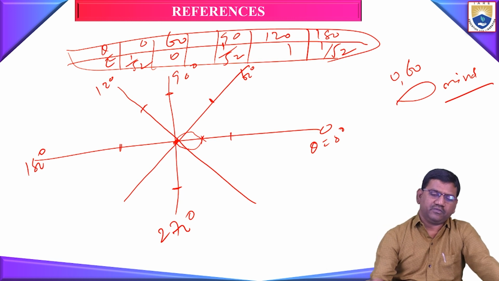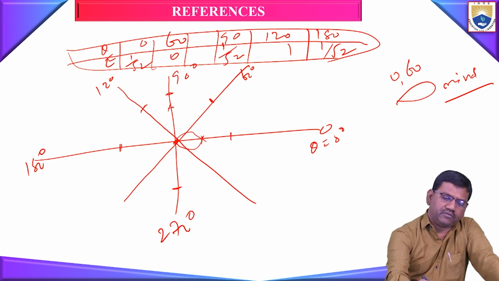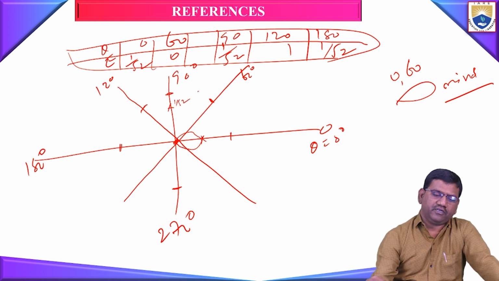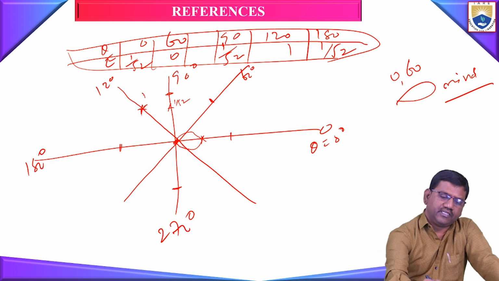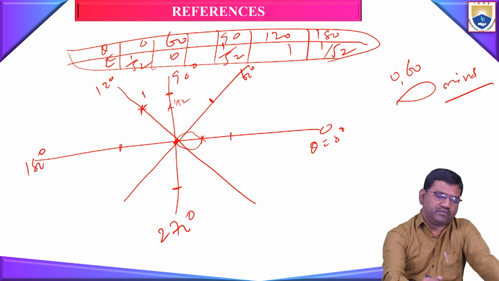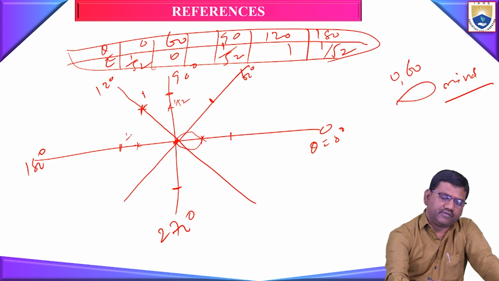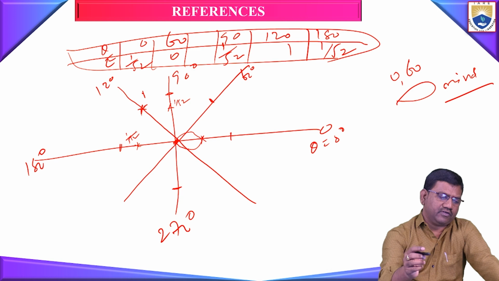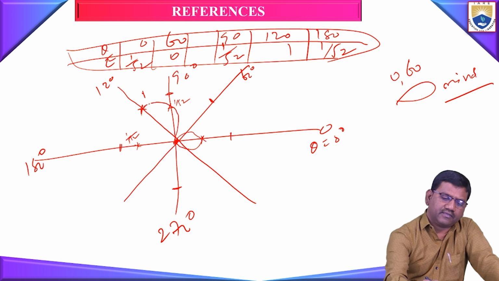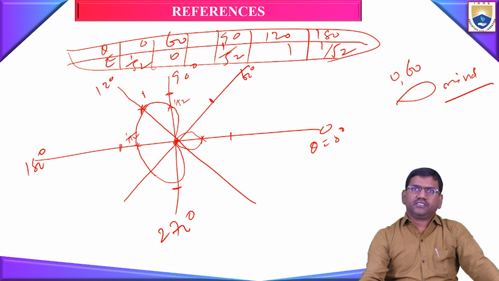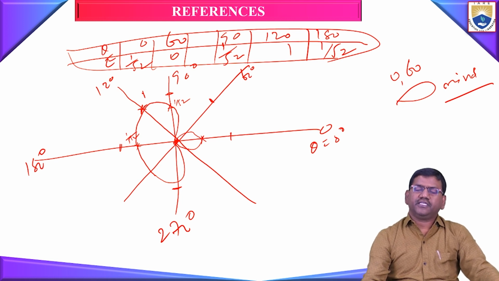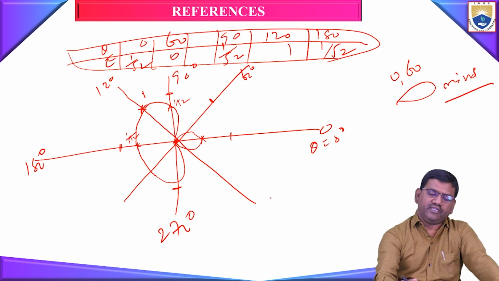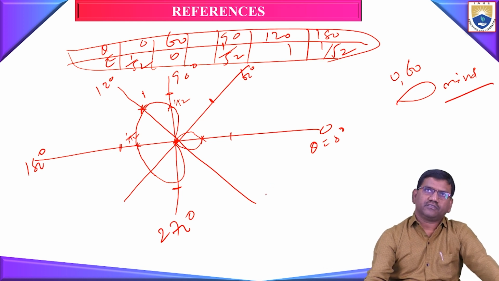Similarly, for 90, it is 1 by root 2 here. And for 120, it is 1 here. And for 180, it is 1 by root 2 here again. And if you draw the radiation pattern, you will get it like this. So this is how to draw the radiation pattern for elements separated by a distance of d equal to lambda by 2.